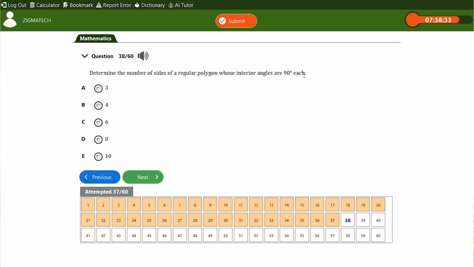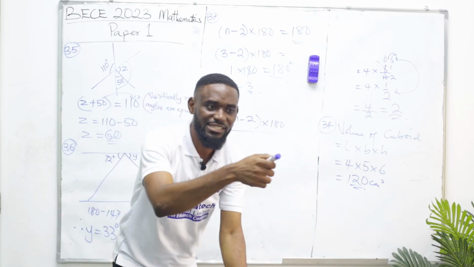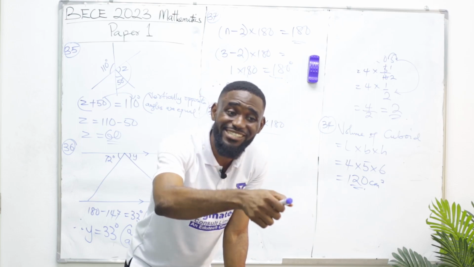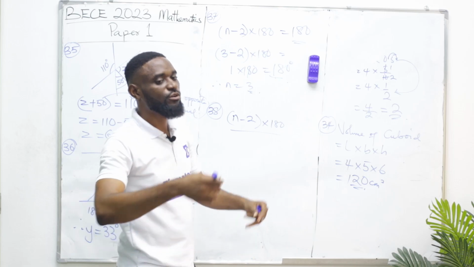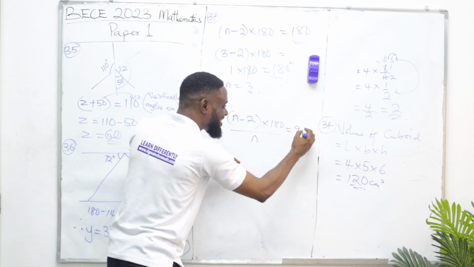So remember, we are looking for the number of sides of a regular polygon whose interior angle is equal to 90 degrees. So this is (n minus 2) times 180. Remember, they said the interior angle is 90. Determine the number of sides of a regular polygon whose interior angles are 90. So we have to divide this by the number of sides so that we can get 90 degrees. That is what it means.